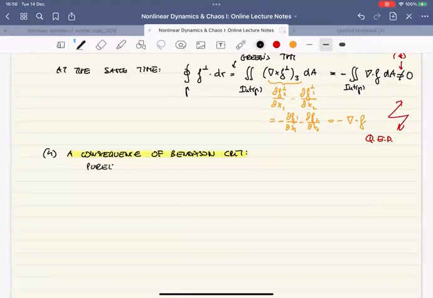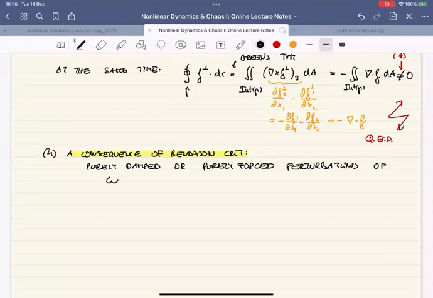is that generally speaking, purely damped or purely forced perturbations of conservative systems cannot have limit cycles. And note that there's no more any U in this.